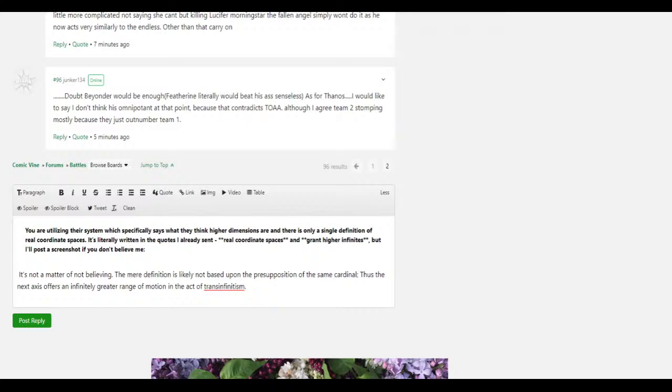I think it was, what type of mathematics was he using again? I believe he utilized a math called bijection. So I believe it was bijection he was speaking of. Thus, the next axis offers an infinitely greater range of motion.